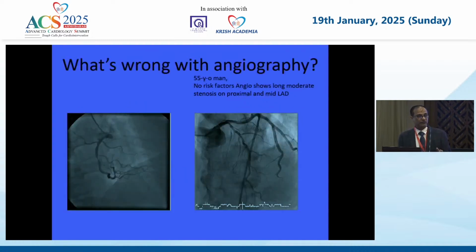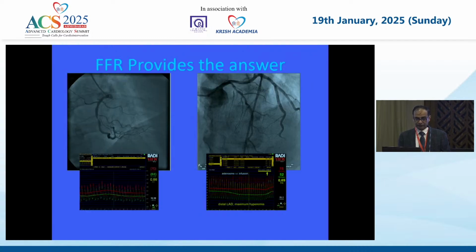Now, you look at this angiogram of a patient who has long moderate stenosis in the proximal and mid LAD and something that looks like a subtotal occlusion of the right coronary artery. But when you do the FFR, you see that the RCA FFR is 0.86 and the LAD, which looks borderline, is actually 0.69. So one would have looked at this RCA and stented this and then forgotten about the LAD, and the patient's angina would not have got relieved.